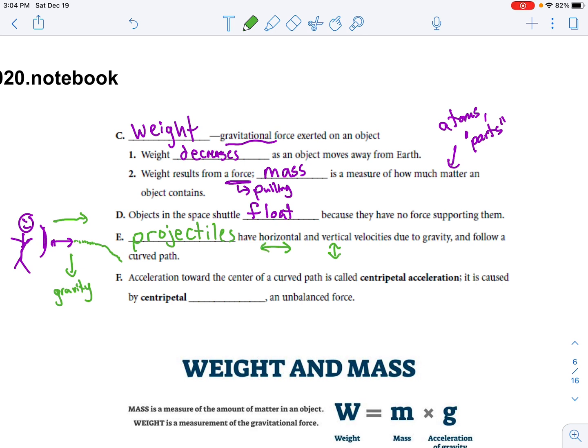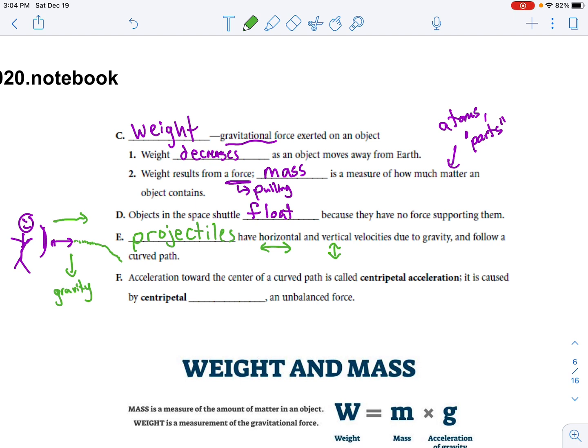You should put little arrows by the words horizontal and vertical to help you remember those. Anything that's thrown forward is going to have this curved path because even though you're pushing it forward, gravity's trying to pull it down to the ground. So those two forces together will make it curve down. And then I have one more blank here.